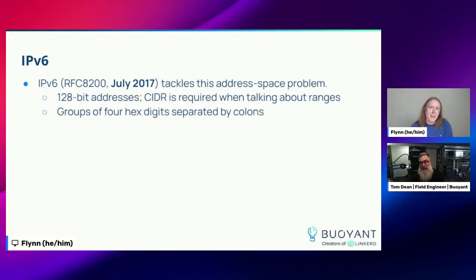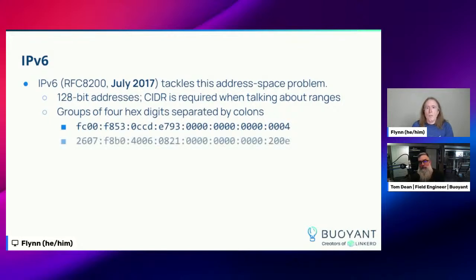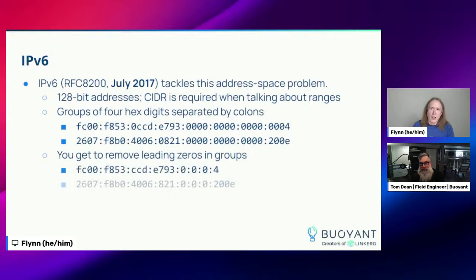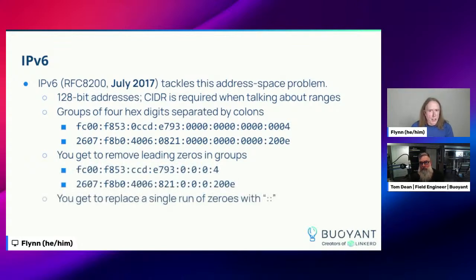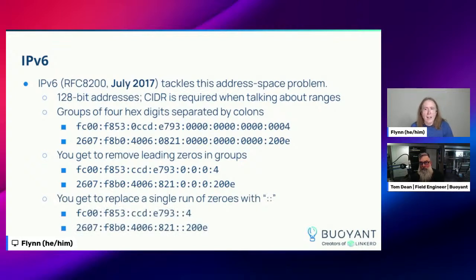But they're written as groups of 4 hex digits separated by colons. In places where you have leading zeros, you get to omit them in those groups. And any single run of 0 groups you can replace with ::. So these bottom 2 are the way these addresses would actually be written in practice with IPv6.